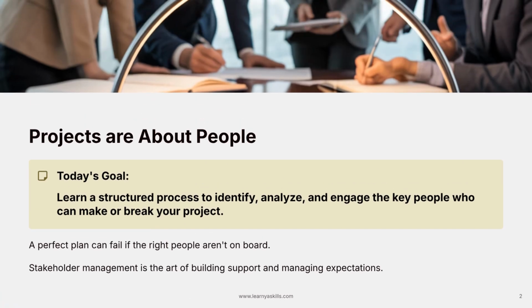It's a simple truth that we often forget: projects are about people. You can have a perfect plan, an unlimited budget, and the best technology, but if the right people aren't on board, your project can still fail. Stakeholder management is the art and science of identifying these key people, understanding their needs, and building the support you need to succeed. Our goal today is to give you a structured process to do just that. By the end of this lesson, you'll know how to identify, analyze, and effectively engage the key people who can either make or break your project.